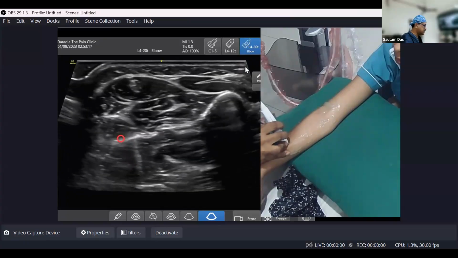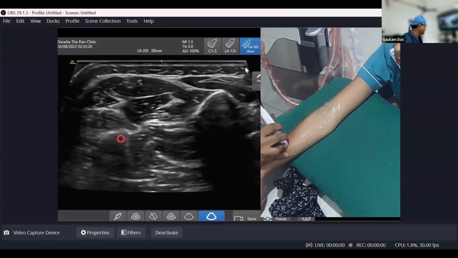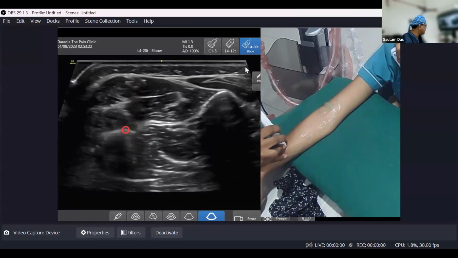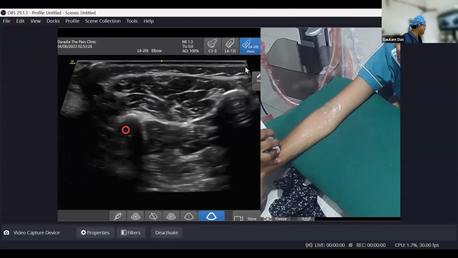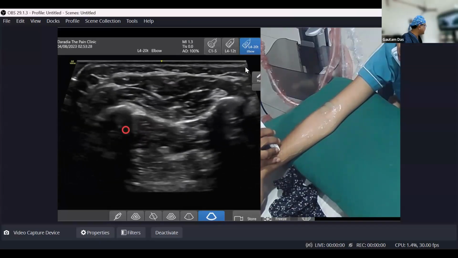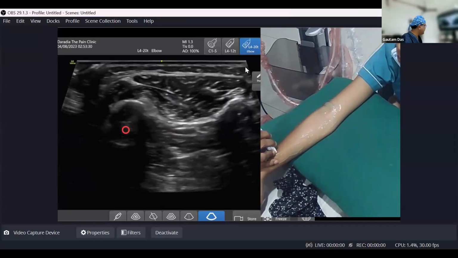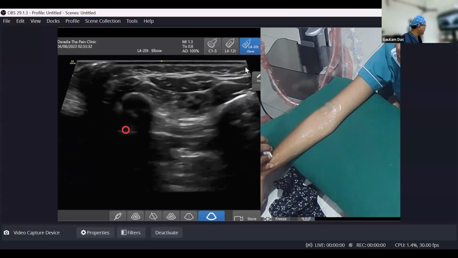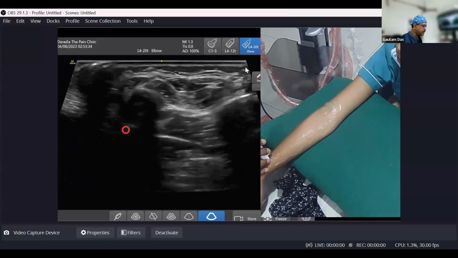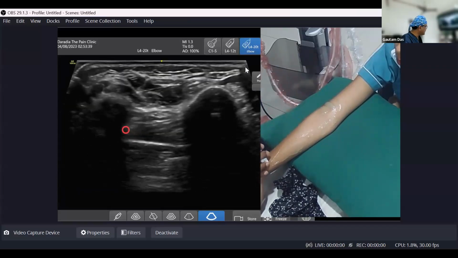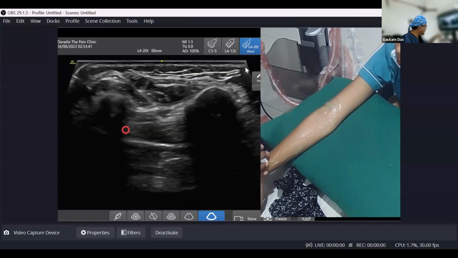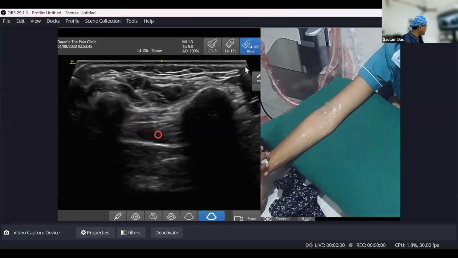And now the extensor indicis also. This is the extensor digitorum, and below that is the extensor indicis. So now if I'm going below, it is accompanied by one blood vessel there. And if I'm going below, this is in the fourth compartment. So the posterior interosseous nerve comes in the fourth compartment. You can see the pulses in there. So that is the posterior interosseous nerve, terminal branch.